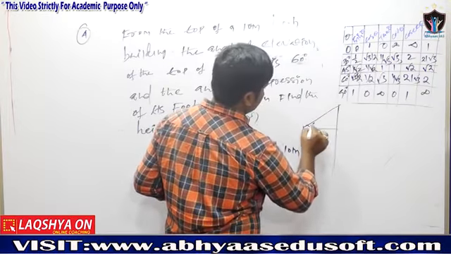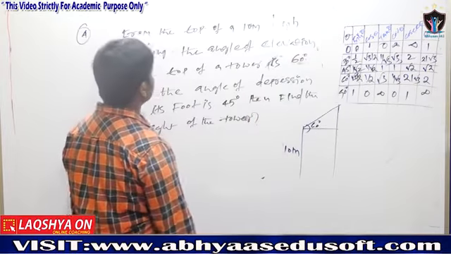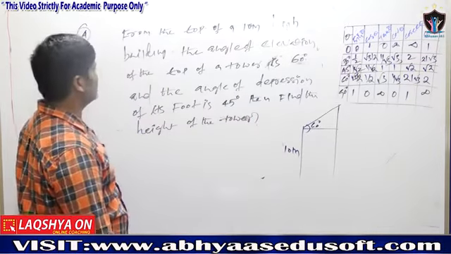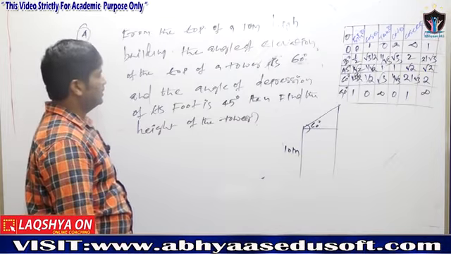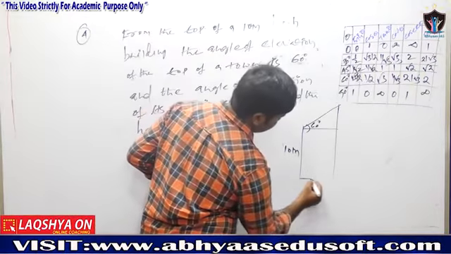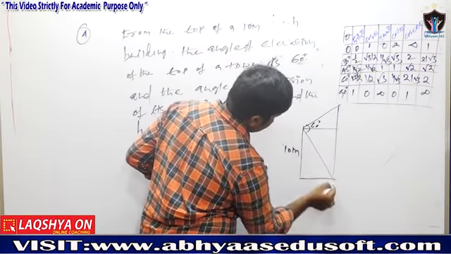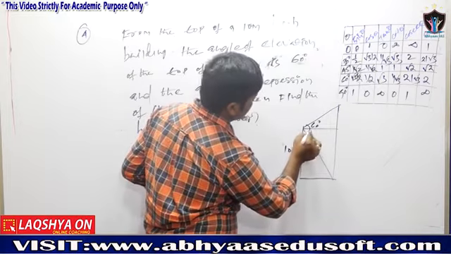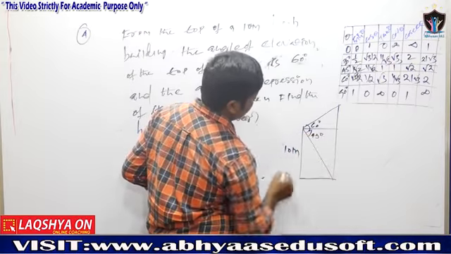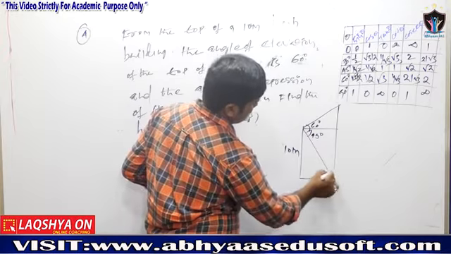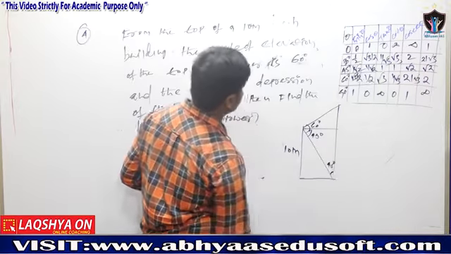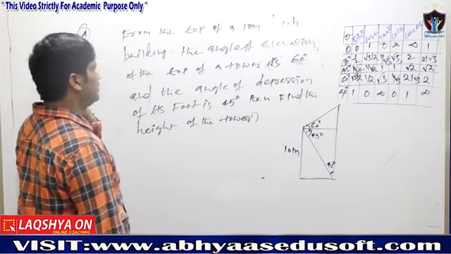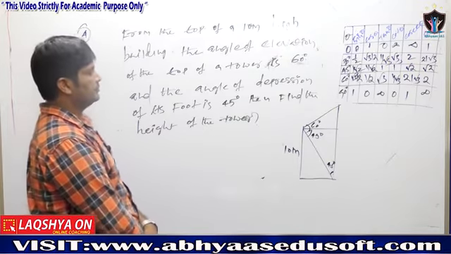So it makes an angle of 60 degrees at the top of the tower, and the angle of depression is 45 degrees. So the angle of depression is 45 degrees. Then find the height of the tower.